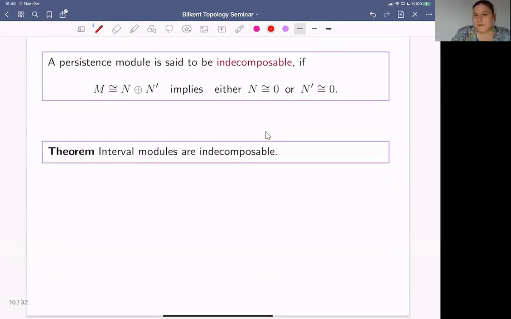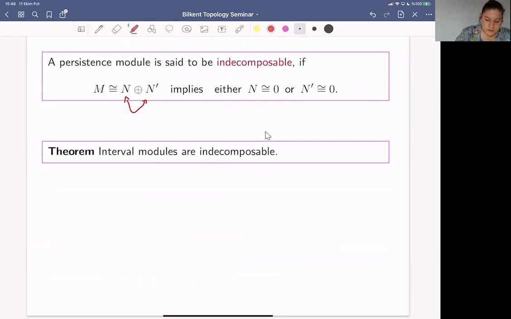A persistence module M is said to be indecomposable if M is isomorphic to the direct sum of two persistence modules N and N prime, then this implies either N or N prime is a zero persistence module. In that case, we say M is indecomposable. And here is the theorem: interval modules are indecomposable.